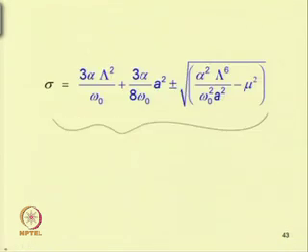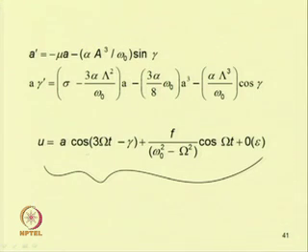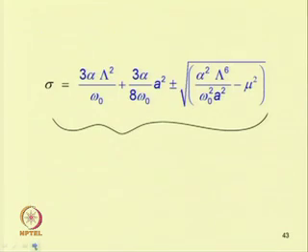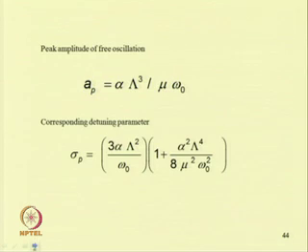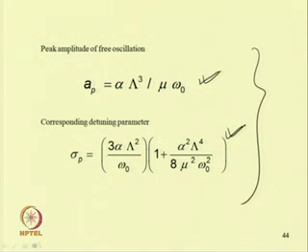Here one can observe from this equation the free vibration term and the forced vibration term of the system, and one can observe that the free vibration amplitude of the system equals alpha lambda mu q by omega mu omega 0, and the corresponding detuning parameter is this. So, this is the superharmonic resonance condition, and one can also study the subharmonic resonance condition.